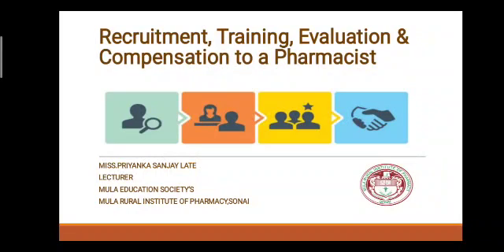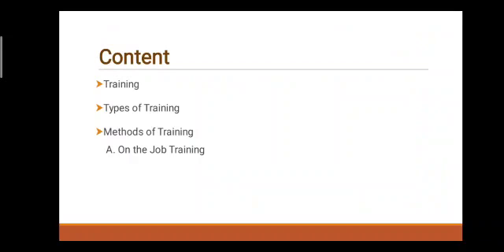In this presentation, I am going to discuss the topic of recruitment, training, evaluation and compensation to a pharmacist, Part 2nd. This topic we will discuss for second year D Pharmacy students. Content of presentation: What is meant by training? Types of training. Methods of training. There are two main methods. First one, on the job training, and second one, off the job training.